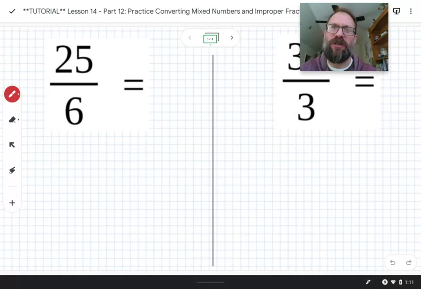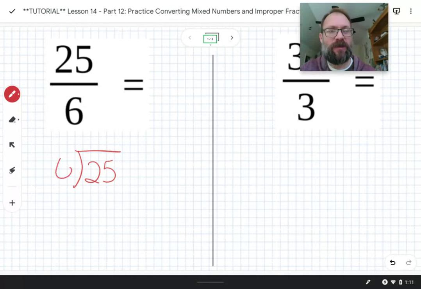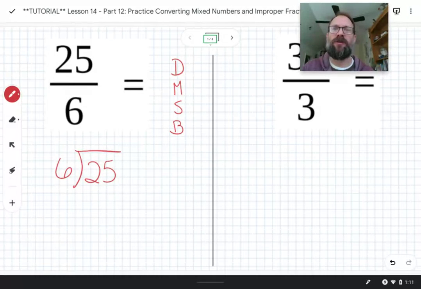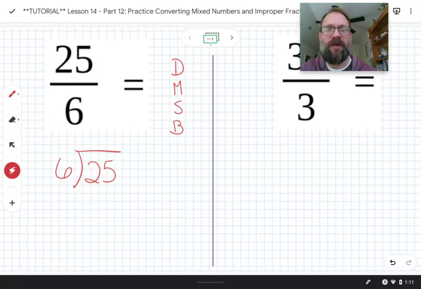And we're going to use long division because that's what we've been learning all along. That's what Rob introduced us to. If you'd like to use partial quotients, that's okay. Just make sure you know what you're looking at when you've got your organized work finished. All right. So 25, top number, divided by 6, bottom number. Now, if you'd like, we can use dead mice smell bad to remind us of the steps of long division. Divide, multiply, subtract, and bring down.